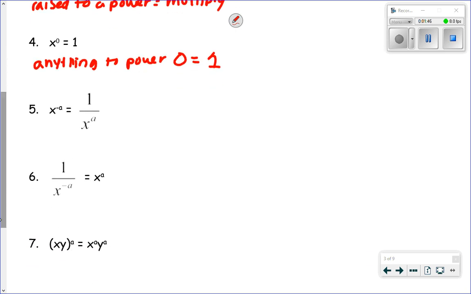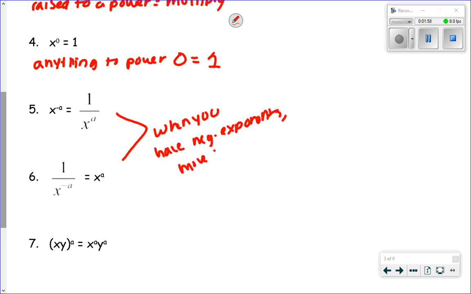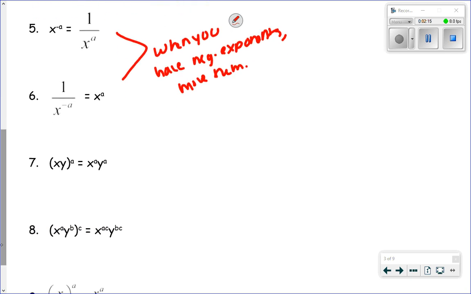Numbers 5 and 6, when you have negative exponents, move them. So in number 5, the negative exponent was on top, so it needed to be moved down to the bottom to be positive. In number 6, the negative exponent was in the bottom, so it needed to be moved to the top in order to be made positive. Okay, the next one, just make sure if you have multiple terms in parentheses, distribute the exponents to everything.